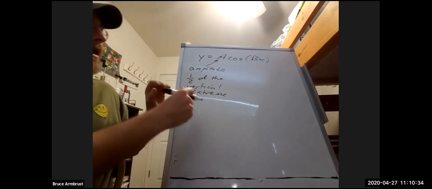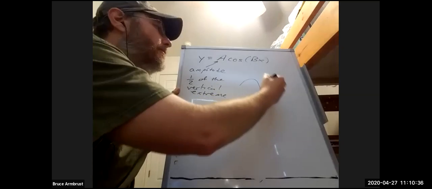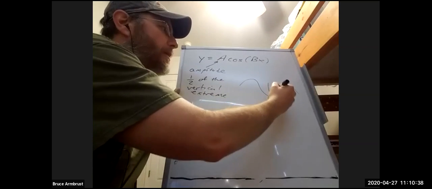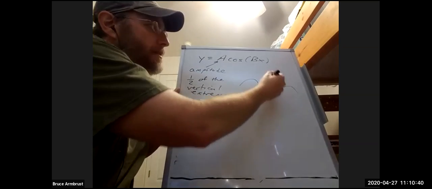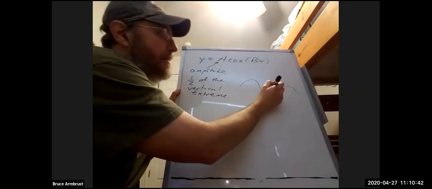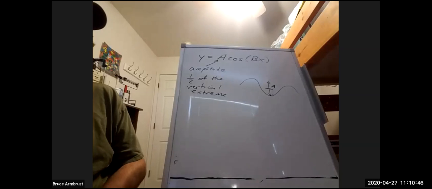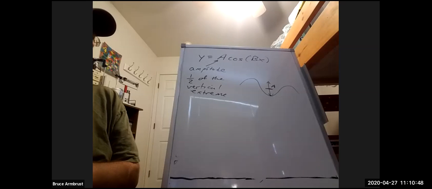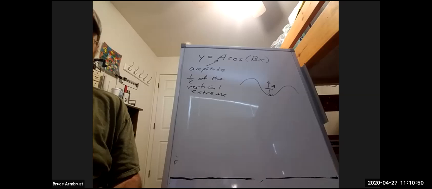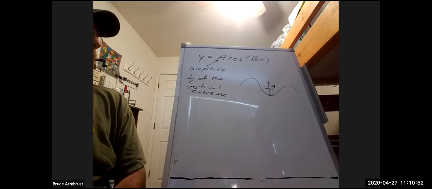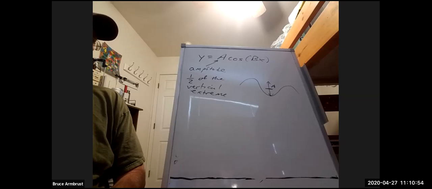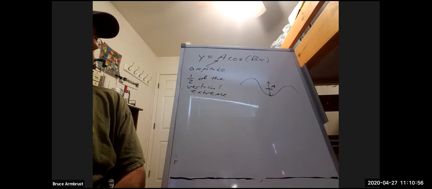So if you just think about how far on a graph of sine or cosine, how far we go from the bottom to the top, amplitude is 1/2 of that. So it's from the midline to the top or from the midline to the bottom, but that's our amplitude. So that's what A does, it just changes how tall the graph of sine or cosine is.